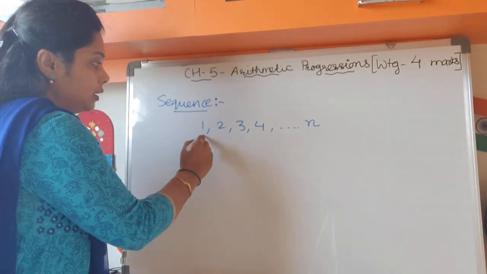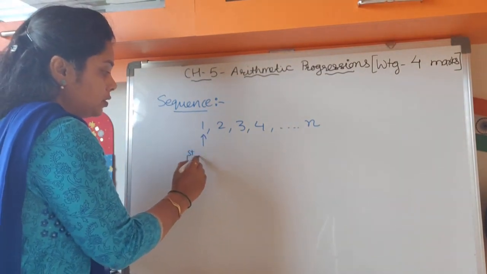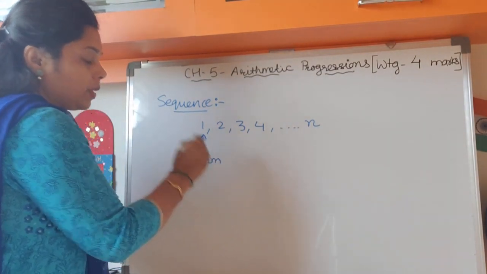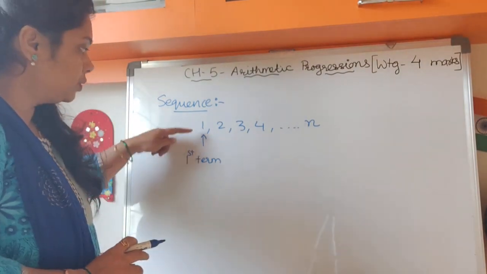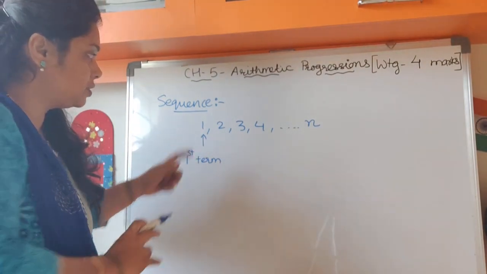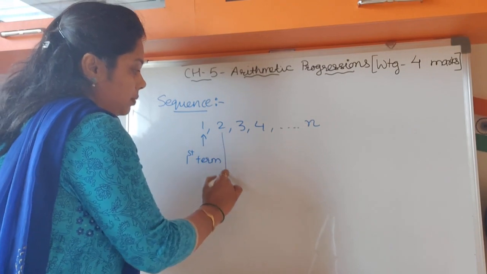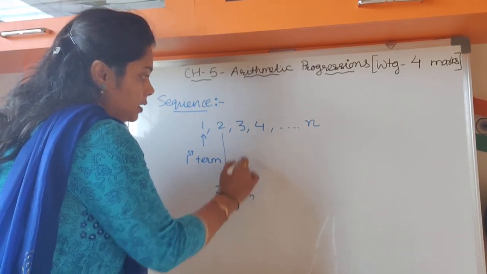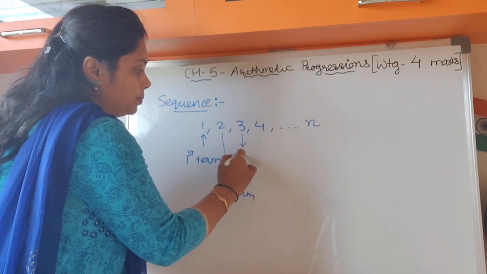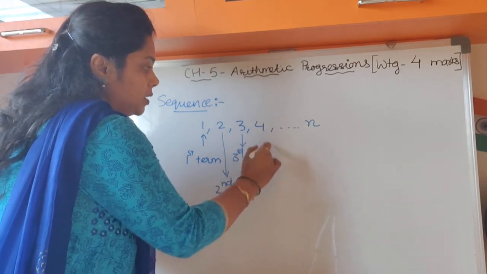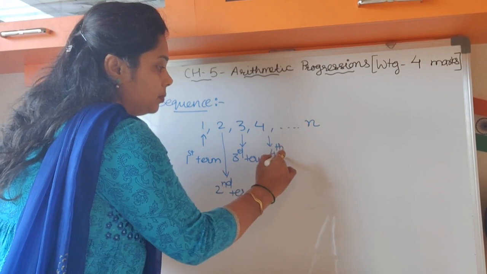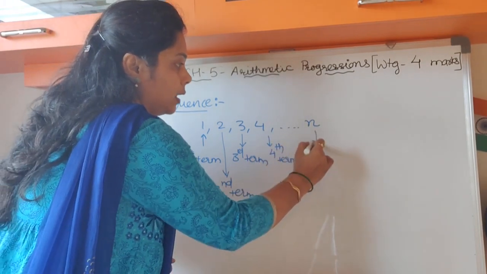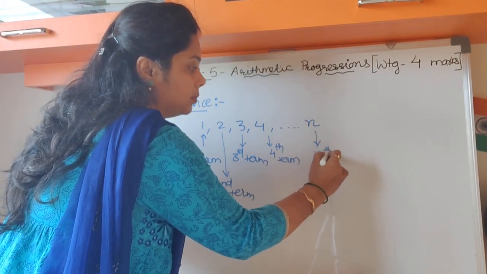So we can say that this is the first term. The number we denote as a term. This is the first term. This is the second term. This is the third term. This is the fourth term. And this is the nth term.